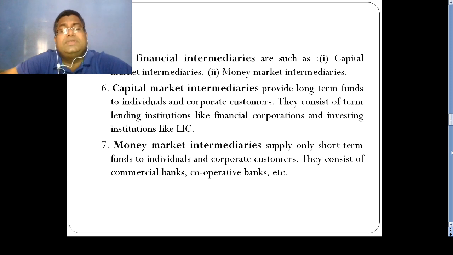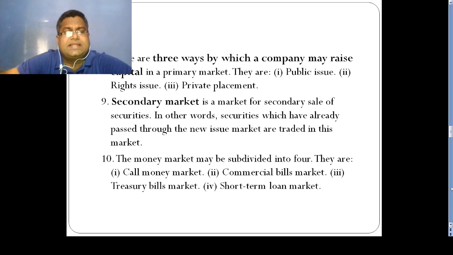Another one is financial intermediaries, which are of two types: capital market intermediaries and money market intermediaries. Sixth point, capital market intermediaries provide long-term funds to individuals and corporate customers, and they consist of term lending institutions like financial corporations and investing institutions like LIC. Seventh point, money market intermediaries supply only short-term funds to individuals and corporate customers. They consist of commercial banks, cooperative banks, etc.